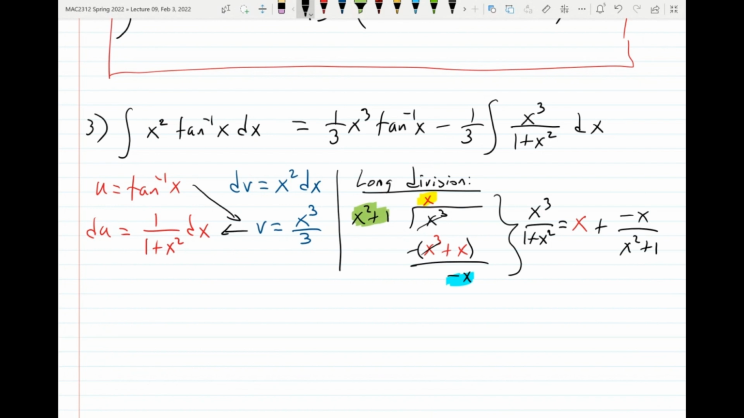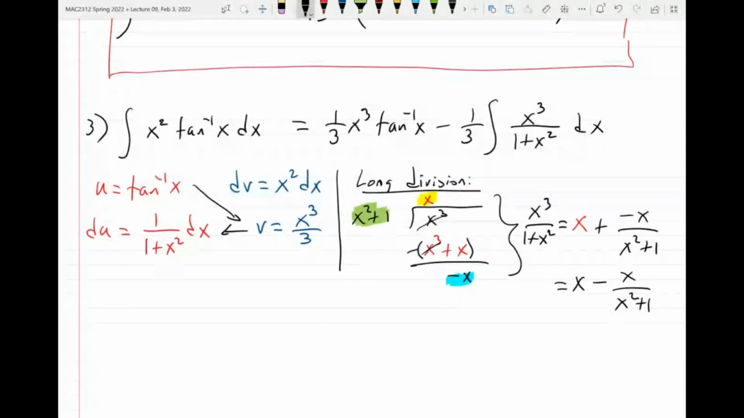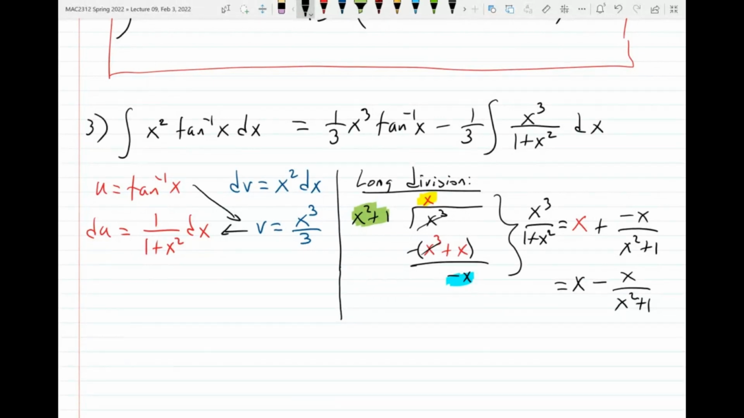Did you understand this? You can easily check. That means this expression equals x minus x over x squared plus 1. If you subtract these two, you're going to get x cubed over 1 plus x squared. Okay? Did you understand the long division? Now, why is this helpful? Because now I replace that fraction with this one, and we know how to integrate this. The first one is an easy integral. The second one is a little u sub, right?